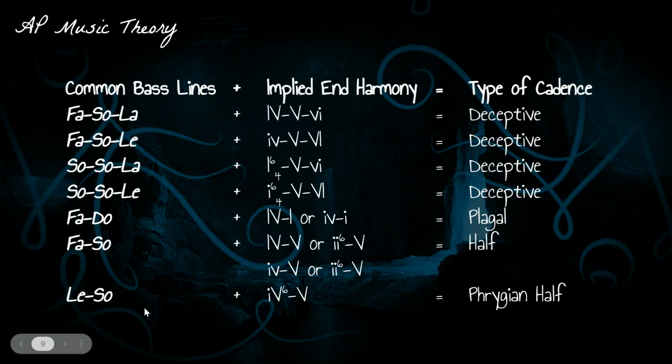And then we have the le, sol, which is a small b. We have the minor subdominant first inversion chord to the major dominant chord, which is the Phrygian half cadence.